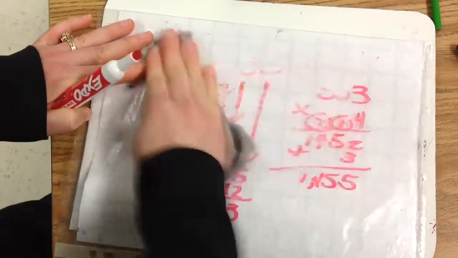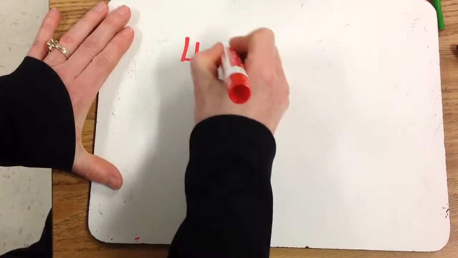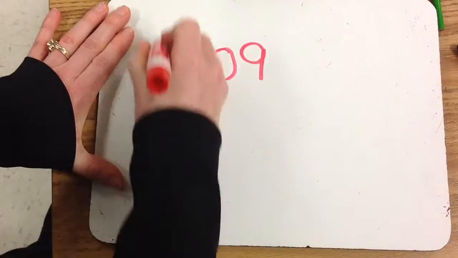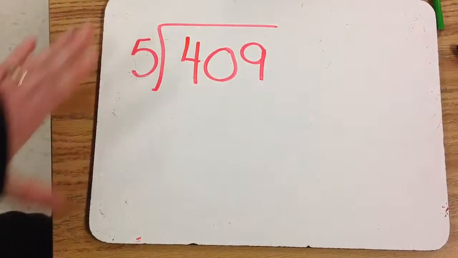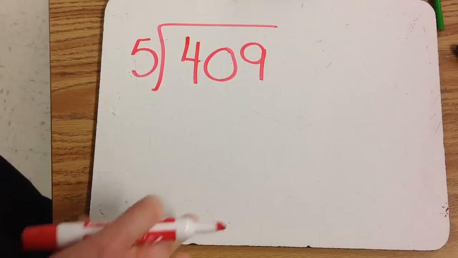All right, we're going to be doing some division with zeros. 409 divided by 5. Oh my. Go ahead and write that down.